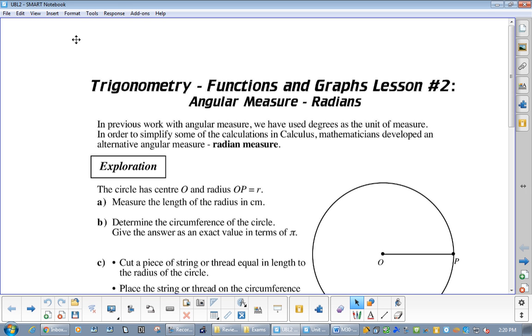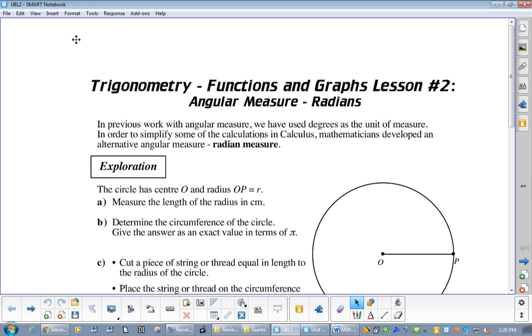Radian measure. In grade 9 to 11, you work in degrees. From grade 12, for almost the rest of your math or university time, if you're taking any chem or physics, you work in radians. So believe it or not, degrees are very inaccurate.